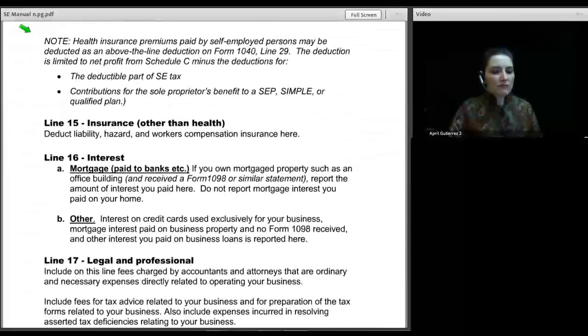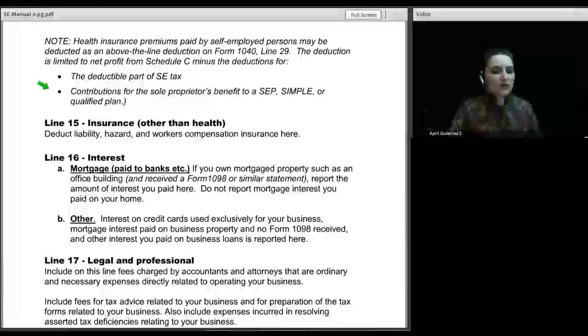Note that the health insurance premiums paid by self-employed persons may be deducted as an above-the-line deduction on Form 1040, line 29. The deduction is limited to net profit from Schedule C minus deductions for the deductible part of self-employment tax or contributions for the sole proprietor's benefit to a SEP or SIMPLE plan.